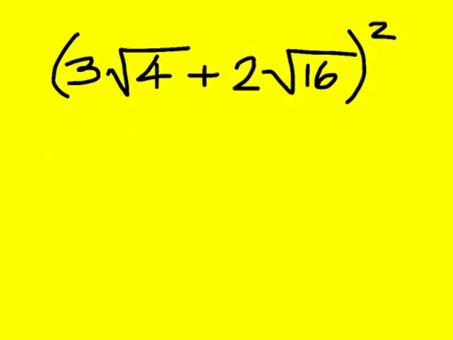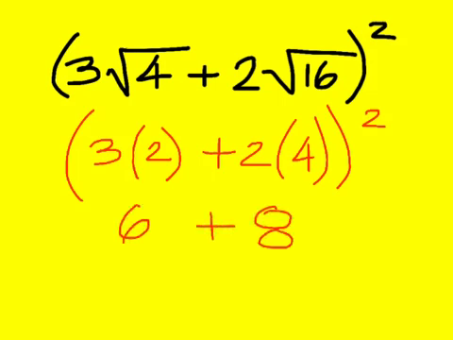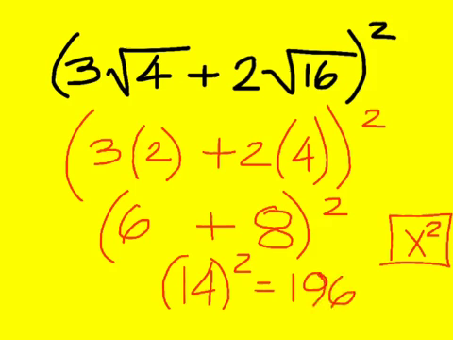Example problem number 3. On this one, start inside. 3 times 2, that comes from the square root of 4. And then 2 times 4, that's from the square root of 16. 3 times 2 is 6. 2 times 4 is 8. 6 plus 8 is 14, and if you're in doubt about how to square a number on the calculator, enter 14 on the calculator and hit the button that looks like this. 196 is the answer.